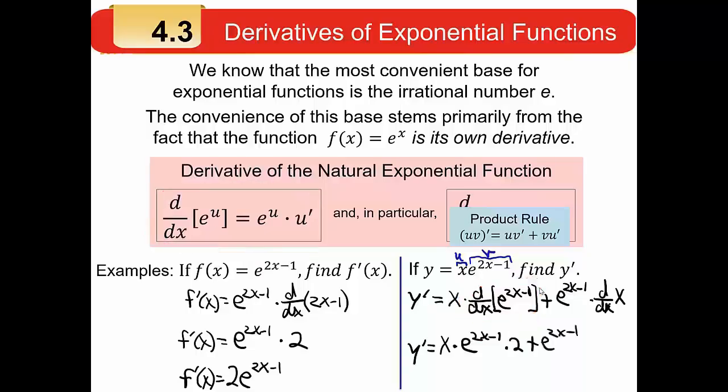plus, then you've got e to the 2x minus 1 multiplied by the derivative of x. Well, of course, the derivative of x is just 1. Probably want to clean that up a little bit, maybe put the 2 in front of the x. You've got 2x times e to the 2x minus 1, and then of course when you multiply something by 1, it doesn't change it, so that's just plus e to the 2x minus 1.